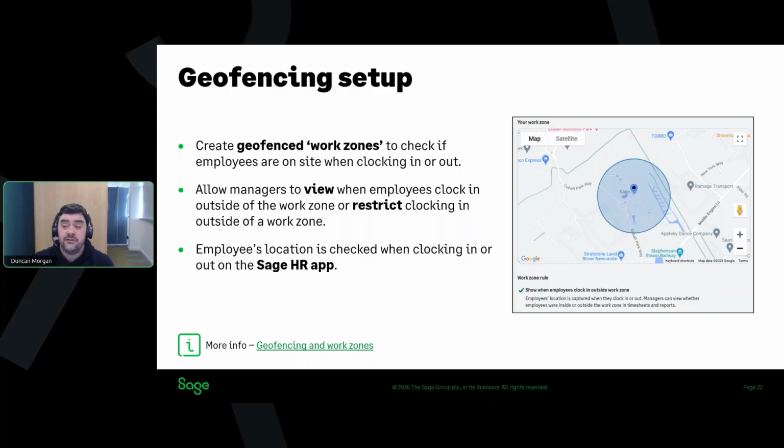So the location itself is only checked at the point of a clock in or a clock out, and the only information that's recorded in regards to that location is whether it is inside or outside of a designated work zone. So I'm going to show you how to set that up, and we'll take a look at some timesheets where we've been using geofencing as well.